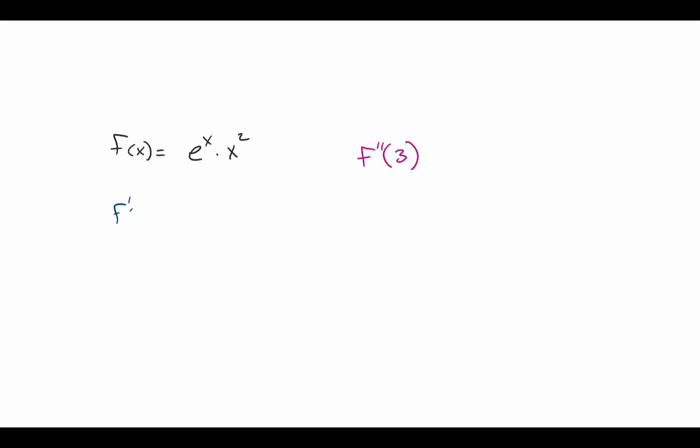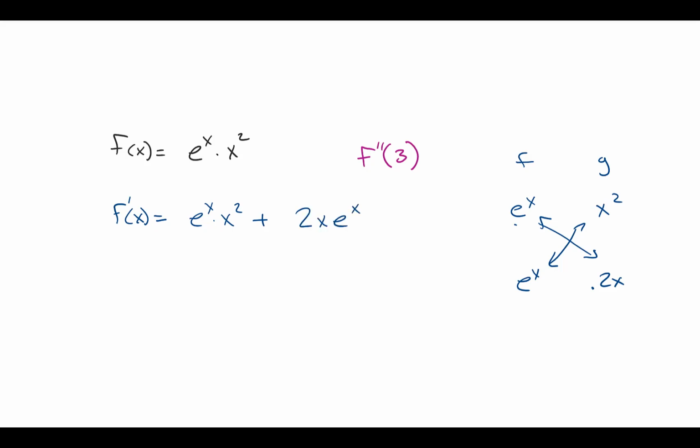So f prime of x. Now if you want to, I like this method. That's f, that's g, and then just do one of these, and that's how your product is going to work every time. So let's take that first one. e to the x times x squared, plus e to the x times 2x, or let's write it as 2x e to the x. So there's a first derivative.